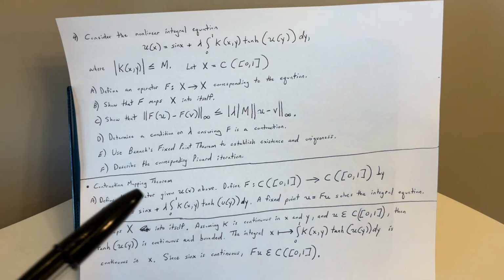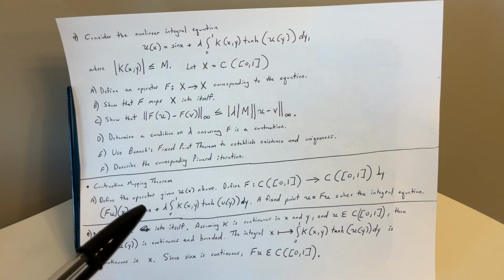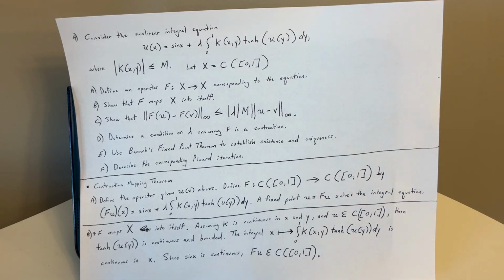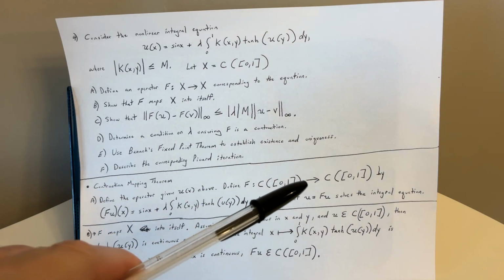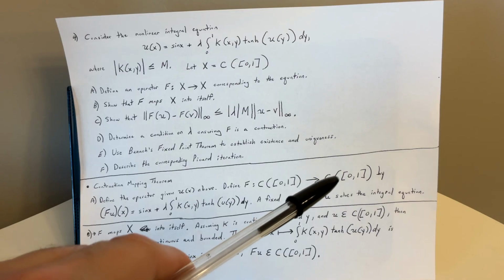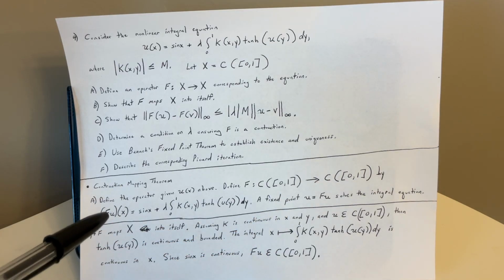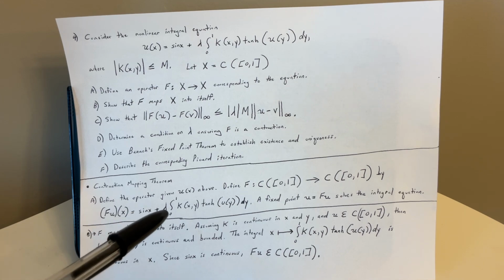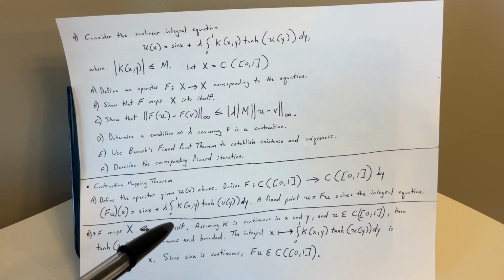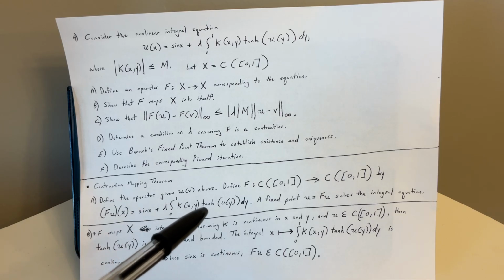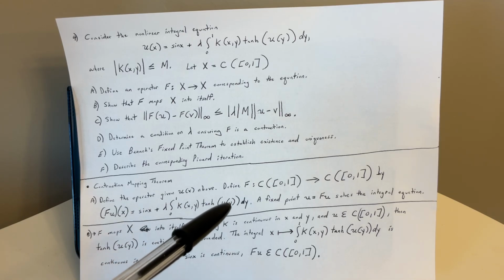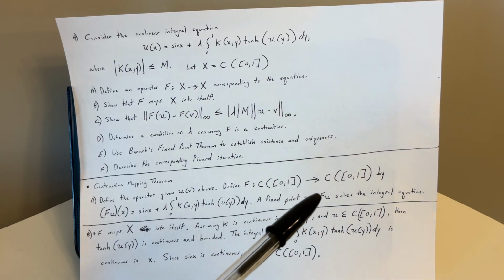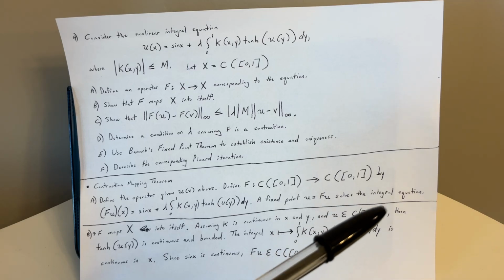So this is a contraction mapping theorem problem. For part A, we define the operator given u of x above. So we define that F on C[0,1] by F u of x equals sine x plus lambda times the integral from 0 to 1 of k of x, y, hyperbolic tan of u of y dy. And a fixed point u equals F u solves the integral equation.